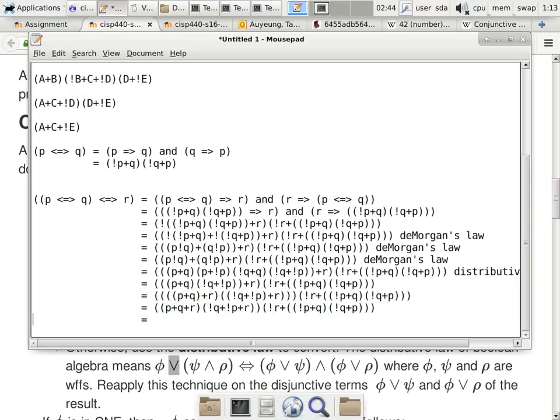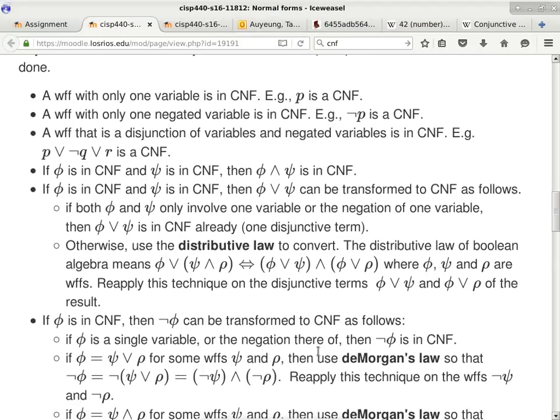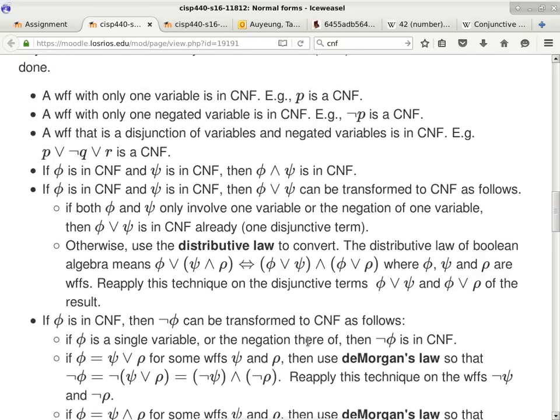Yep, we applied the distributive law, but this is the other distributive law, and I did not mention it here, which I should. Let me see if I have it. No, I forgot to mention it here. It's the opposite of this. If this is a conjunction and this is a disjunction, then this one becomes a conjunction, this one becomes a conjunction, that one becomes a disjunction.